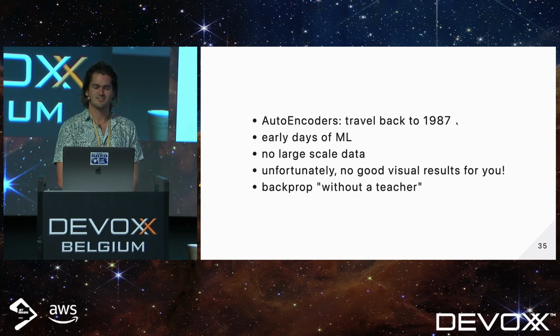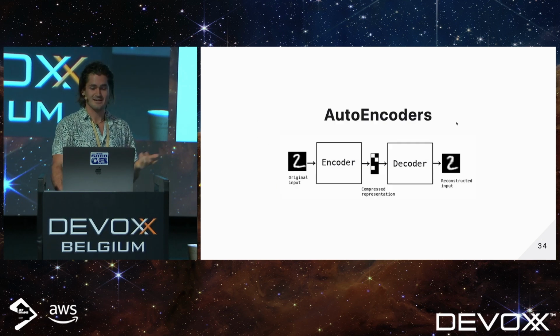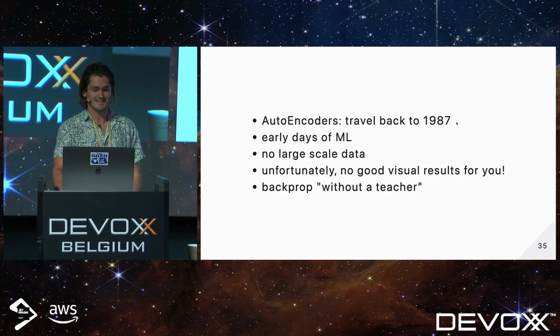A little fun history: autoencoders travel back to 1987, which is pretty early in terms of ML. There were no large-scale data sets. The goal was to run backprop without a teacher, and the teacher is like an annotated data set. So the goal was to gather information about an unlabeled data set, which is now becoming very popularized in the space of contrastive and semi-supervised learning. Back then they tried to do it, but unfortunately there weren't really any good results as far as visual things, even for the handwritten digit set, but they came up with the idea back then.